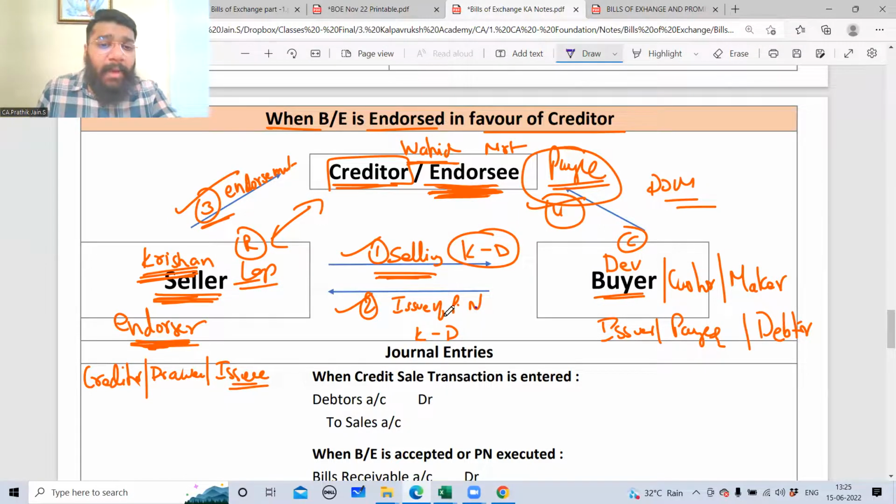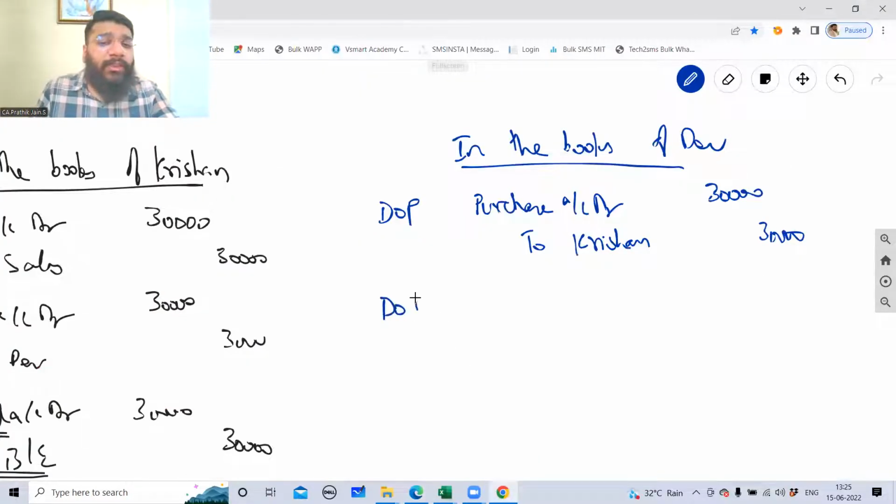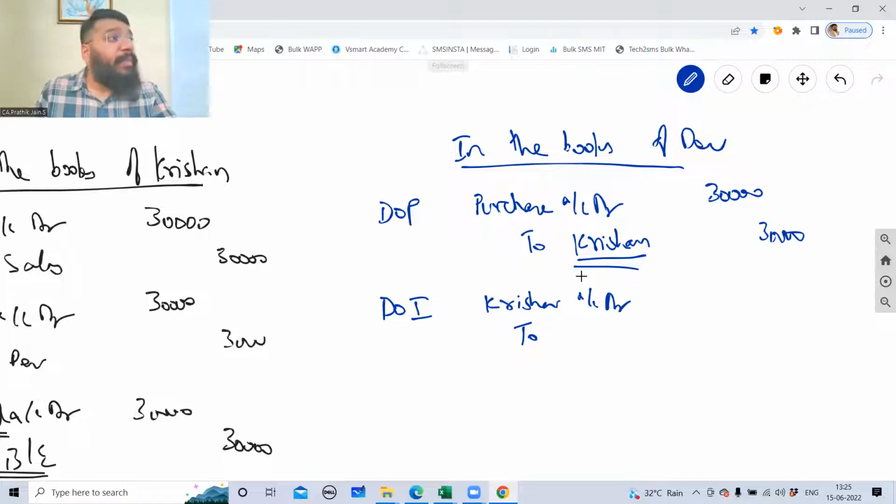Second transaction, the buyer is giving a promissory note. So Dev has to record this. On the date of issuing the promissory note, I need to reverse Krishan. My creditor has to be reversed, and in place of that, a secured liability has to come. Krishan is an unsecured liability. Bills payable is a secured liability. So Krishan account debit to bills payable, 30,000, 30,000.